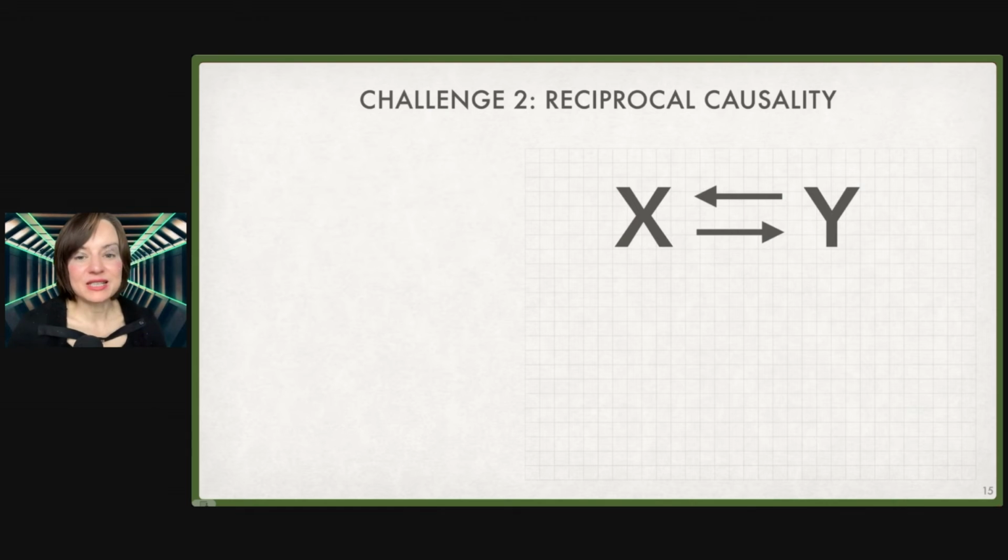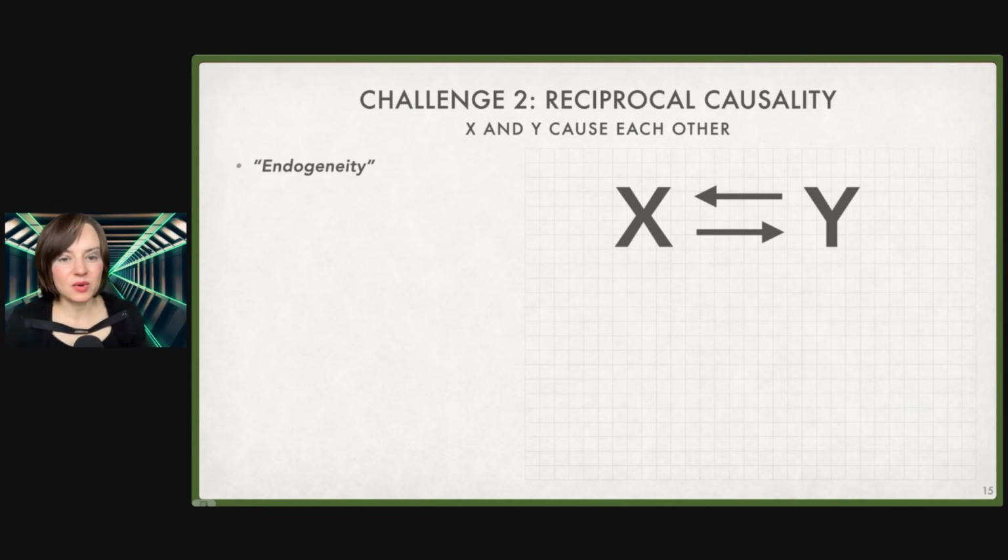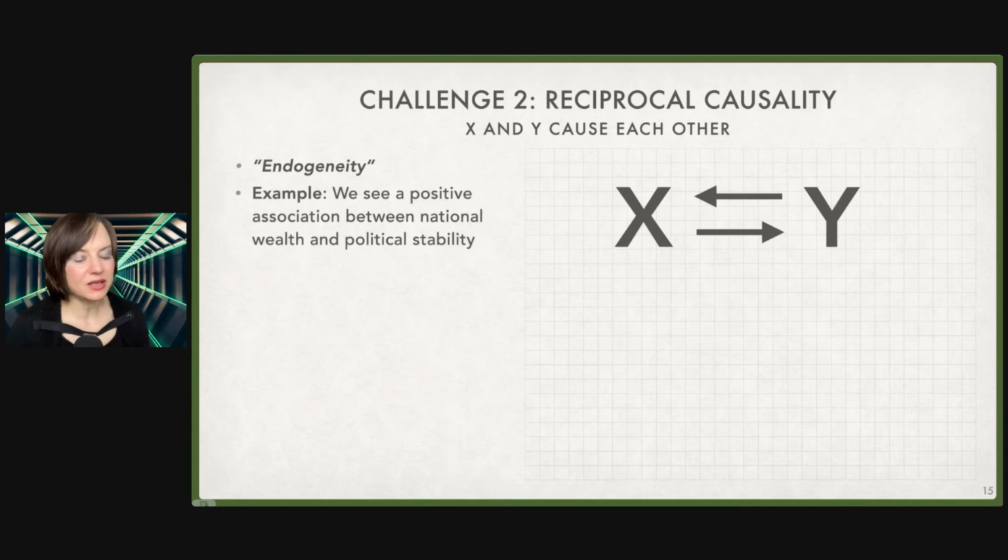Challenge number 2 is reciprocal causality. This is where X and Y cause each other. This is an example of endogeneity. There are other ways that we can have endogeneity. I will probably be fast and loose with this and refer to this as endogeneity because I have bad habits. But endogeneity, reciprocal causality more specifically, is when we see a positive association between X and Y, but we can't tell if it's because X is causing Y or because Y is causing X. And it could be the case that actually both are causing each other. So for example, suppose we see a positive association between national political stability and national wealth.